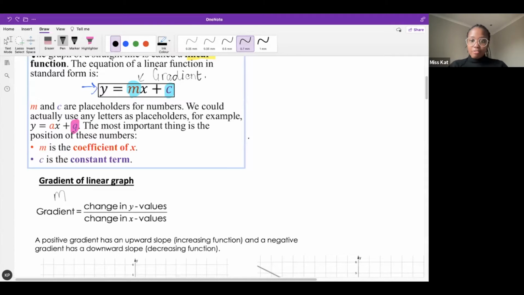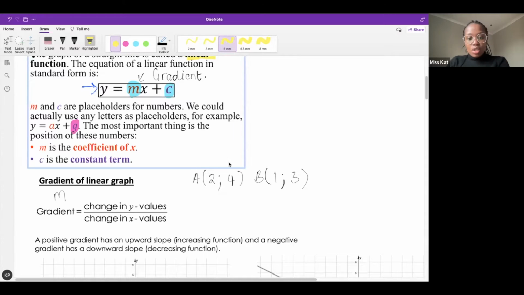So we have spoken about coordinates, right? I'm making up coordinates now. 2, 4, and 1, 3. I just made up 2 coordinates now. Let's call this A, and let's call this B. So the change in Y values means the difference of Y values.